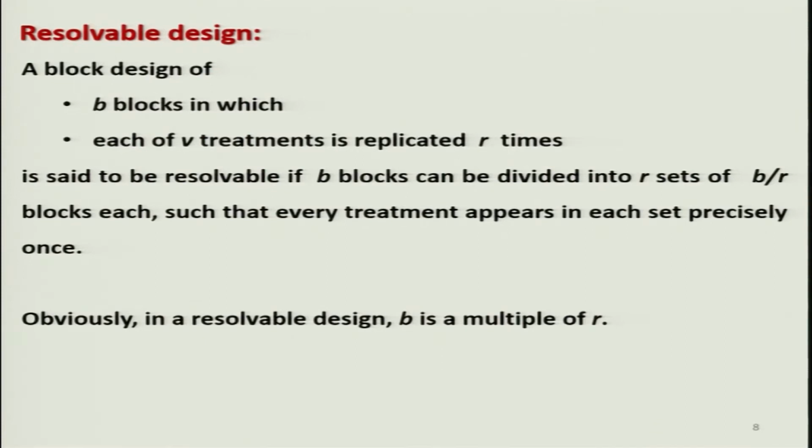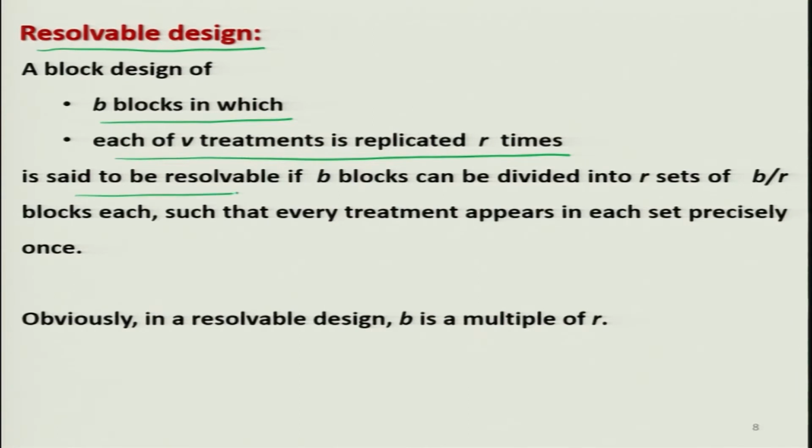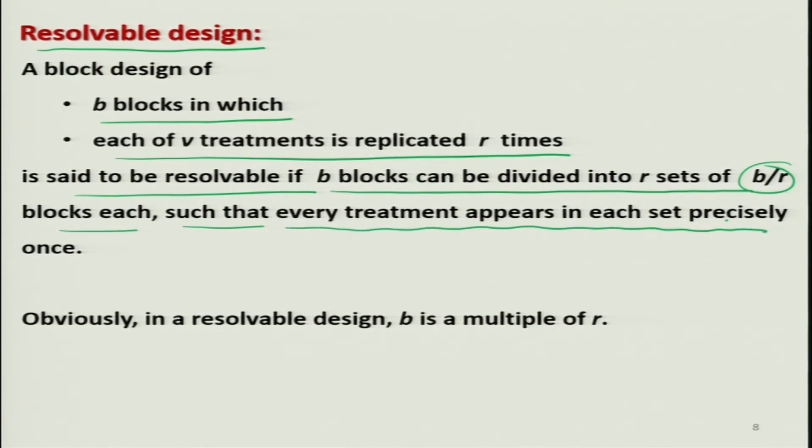Now, after this we have a definition of resolvable design. A block design of B blocks in which each of the V treatments is replicated R times is said to be resolvable if the B blocks can be divided into R sets such that the size of every set will be B upon R blocks each, such that every treatment appears in each set precisely once.